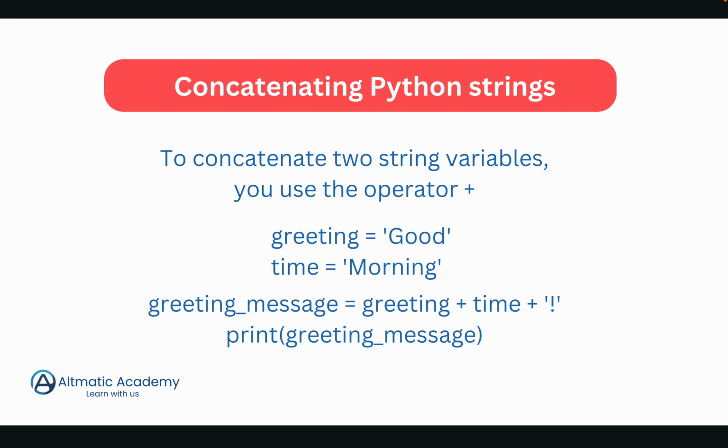Concatenating Python strings. Whenever we have to concatenate, which means to join two strings, we will use the plus sign. Here are two strings: one is good, and another is time, morning. The greeting message I formed is good plus time, two variables added with the plus sign, and then an exclamation.